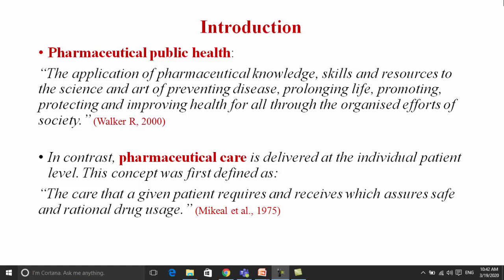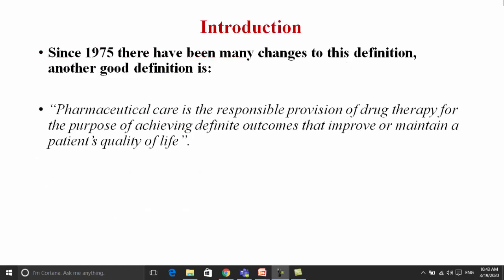This concept was first defined by Mikhail in 1979, and Mikhail defined pharmaceutical care as the care that a patient requires and receives, which assures safe and rational drug usage. So the pharmaceutical care that is given at the individual level should be quality assured by two terms, safe and rational. We will talk about these terms later in this lecture.